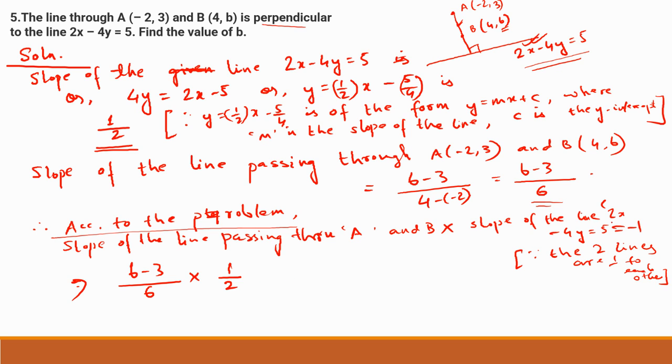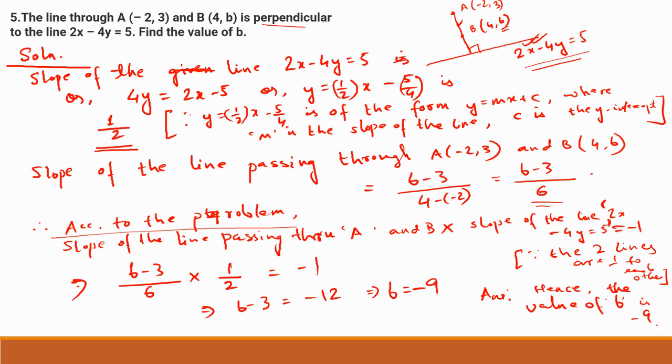And this one you write like in a colon like this, okay? Because otherwise if there is an equals, there is an equals. So just write it in a colon like this. So this equals minus half. So from here you will get b minus 3 equals minus 12. This gives us b equals 12 minus 3 is 9, and it's a minus, so you get minus 9. So the answer, hence, the value of b is minus 9. Hope this is clear to you guys.